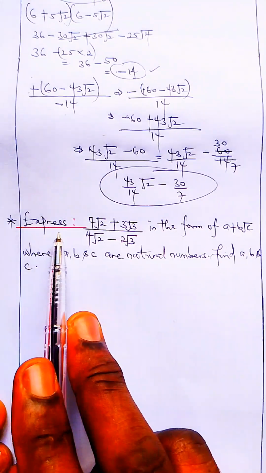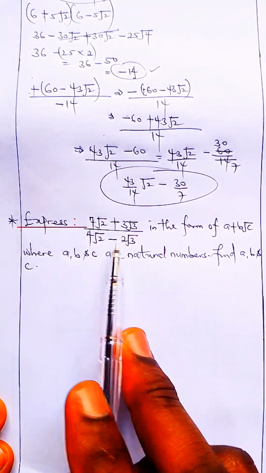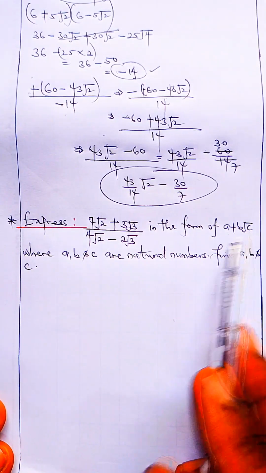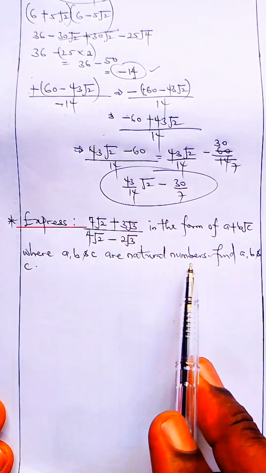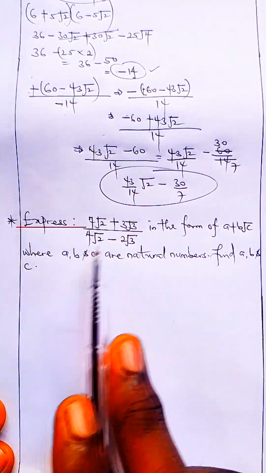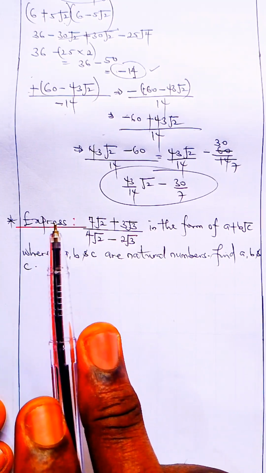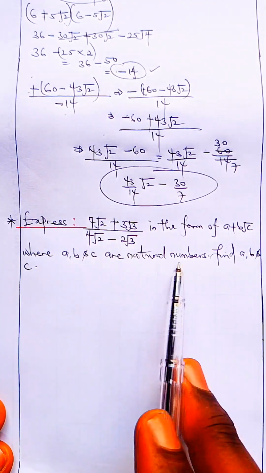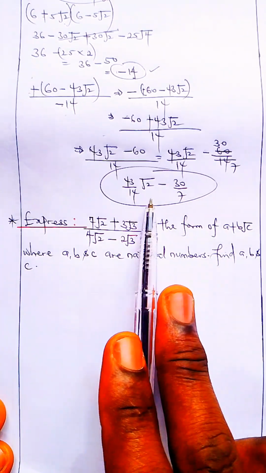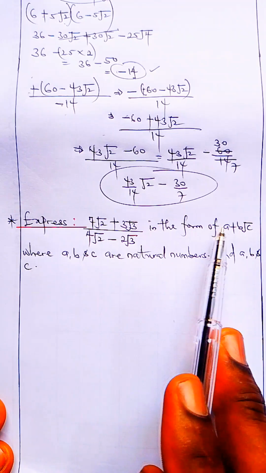Question 2. Express 7 root 2 plus 3 root 3 divided by 4 root 2 minus 2 root 3 in the form of a plus b root c, where a, b, and c are natural numbers. Find a, b, and c. Now, this very question is very much the same as the one we just solved. But there's something we're going to do here that wants us to express it in this special format. They want us to express whatever result we get in this format.